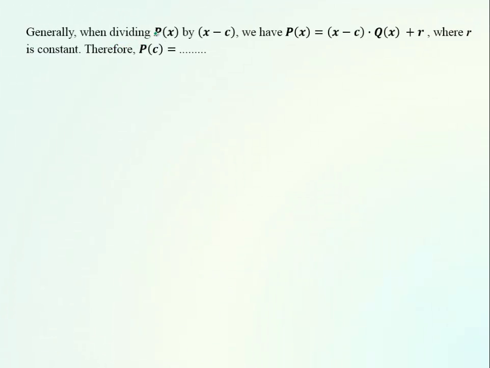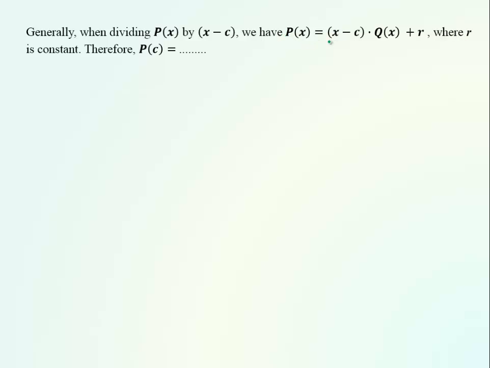Generally, when we divide a big polynomial p of x by a linear polynomial x minus c, then we can rewrite p of x in the form x minus c times some quotient plus a remainder, and obviously this remainder must be of lower degree than 1. Therefore, it must be a constant number.